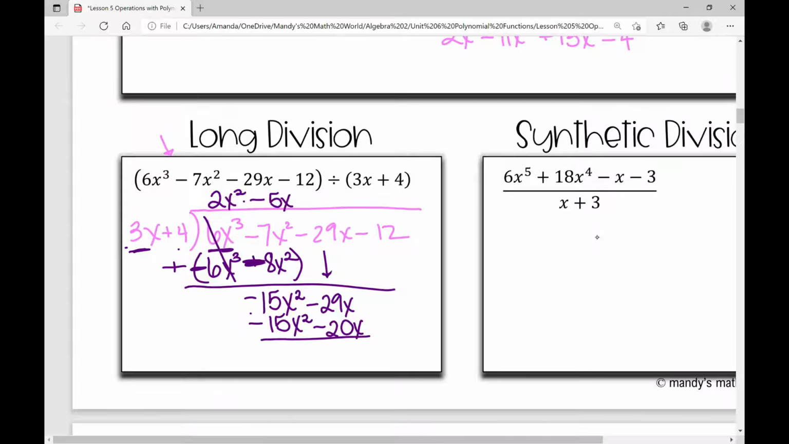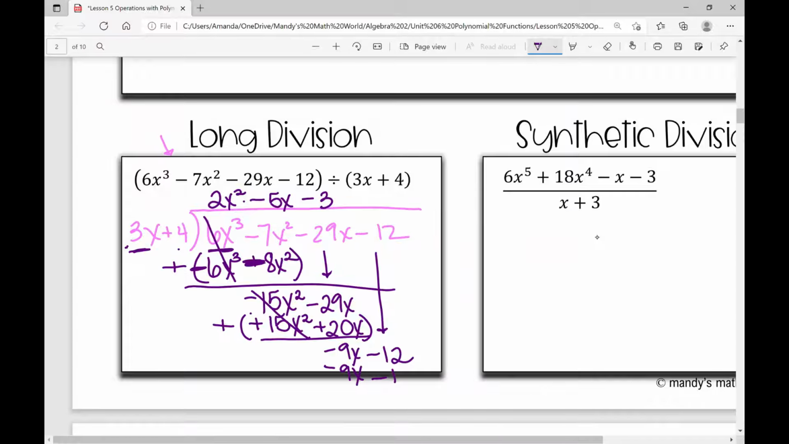What do we do? Subtract. When I subtract, I distribute that negative, and that becomes a plus, that becomes a plus. And now these cancel. Negative 29x plus 20x is negative 9x. Bring down the next term, minus 12. What do I multiply 3x by to get negative 9x? Negative 3. Negative 3 times 3x is negative 9x. Negative 3 times 4 is negative 12.